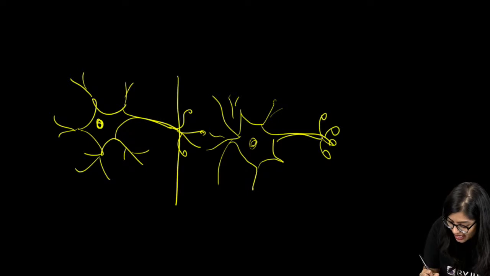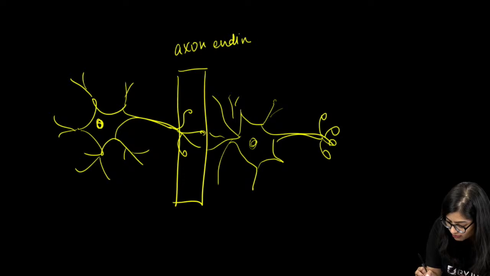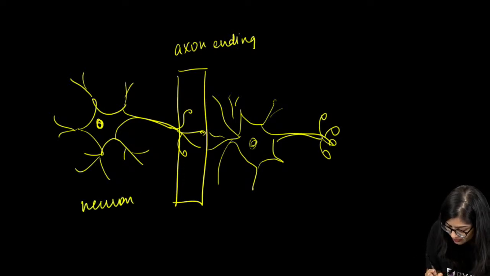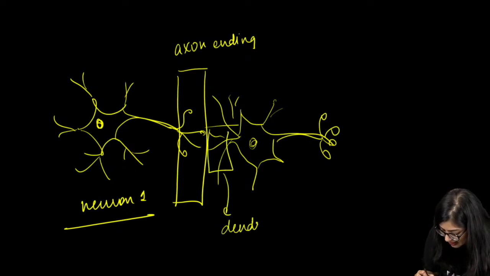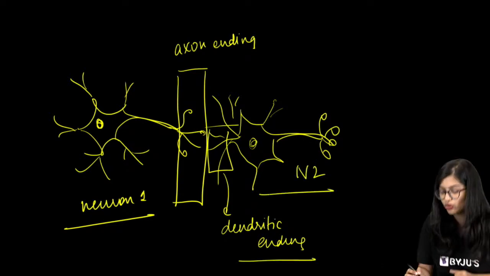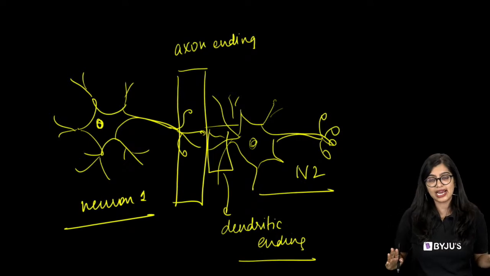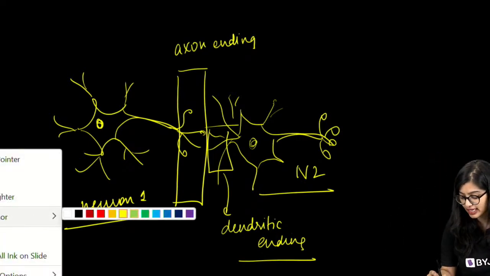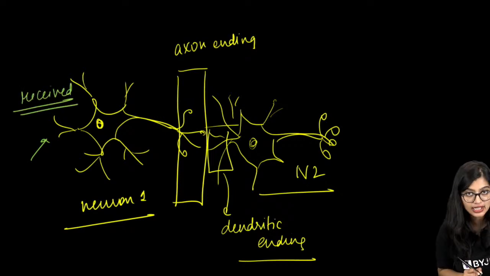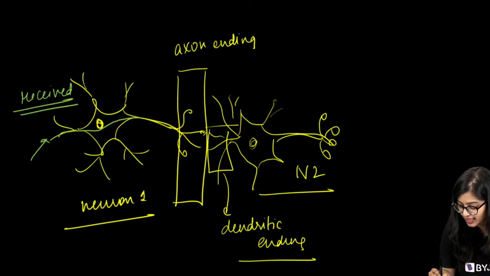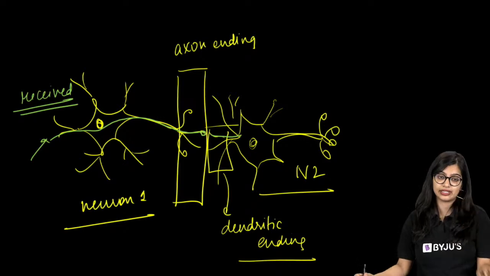Where the terminal endings, which means the axon ending of neuron 1, and the dendrite ending, or what I call the dendritic ending of neuron 2, are arranged in this manner, right? And the impulse or the information is received by the dendrites. It goes to the cell body, goes to the axon, reaches the terminal. From here, the dendrites will receive it again, right?